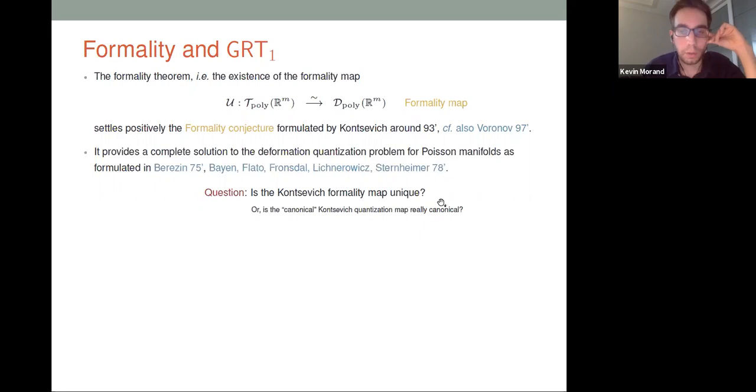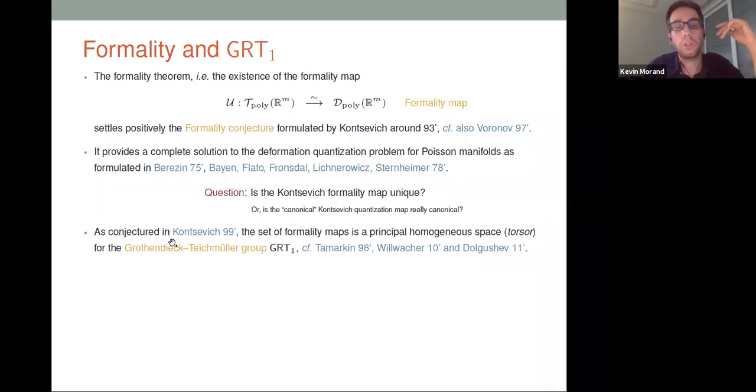So the answer to this question is known. In fact, it was first conjectured by Kontsevich that formality is not unique, and there is in fact an infinite dimensional set of formality maps. So the set of formality maps is a principal homogeneous space, or a torsor, for an infinite dimensional group, the so-called Grothendieck-Teichmuller group introduced by Drinfeld. And this has been shown explicitly using the work of Tamarkin, Willwacher, and Dolgushev. You can show that indeed there is not a unique formality map, but there is a whole family of formality maps, which is acted upon by this infinite dimensional group. So there is an action of GRT1 on these formality maps.